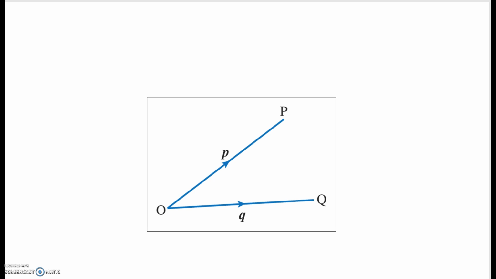So here, how do we figure out Q minus P? First of all, we've got to find negative P. And negative P, or the opposite of P, is the same length as P, but it's in the opposite direction.